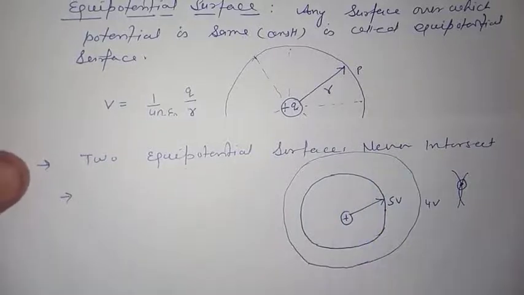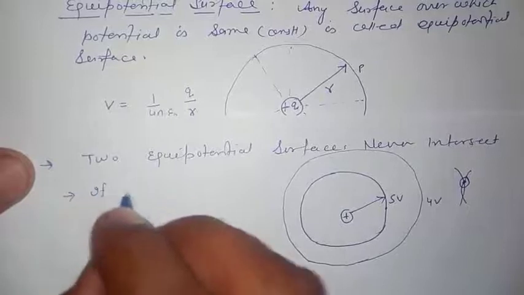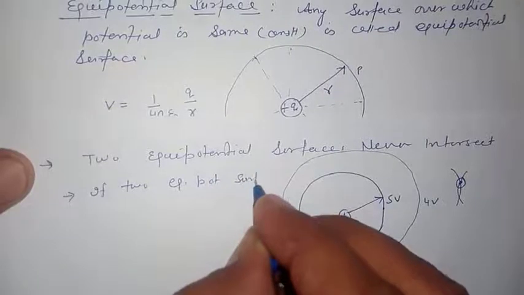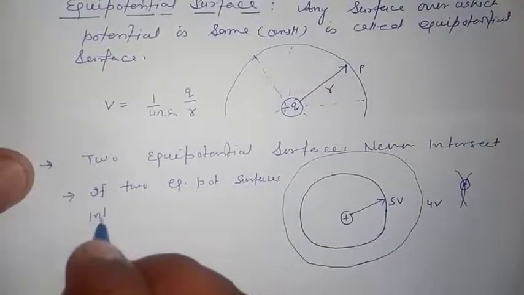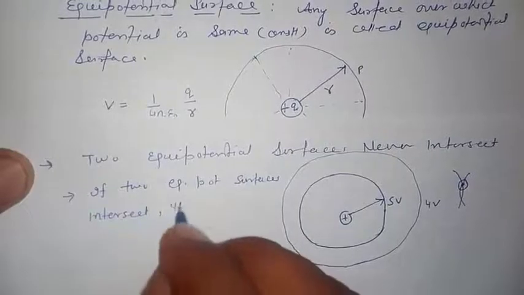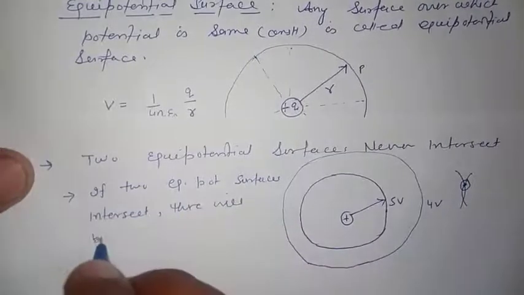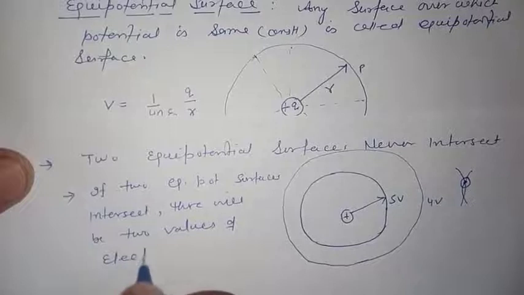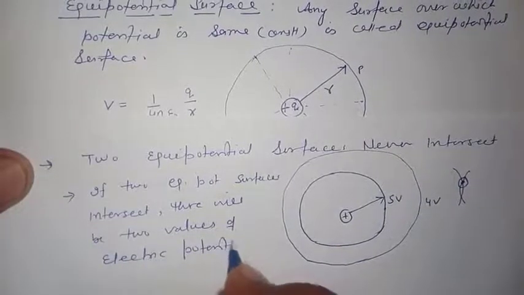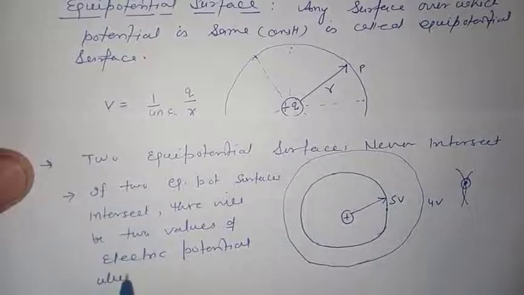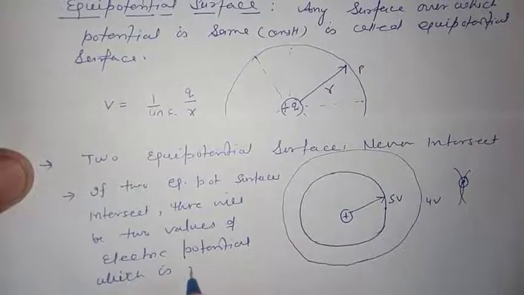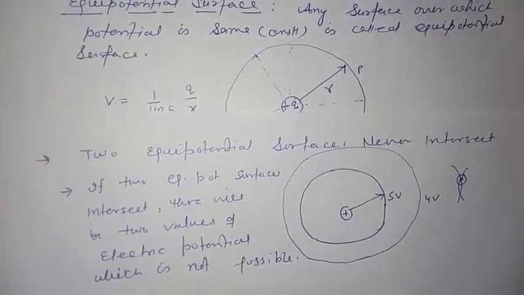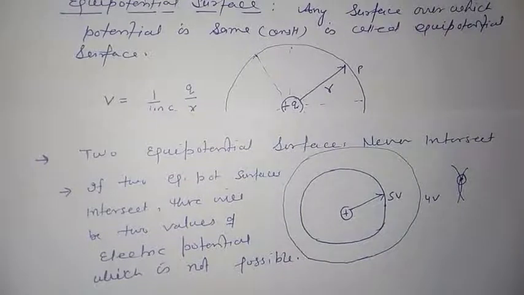So you should write the answer like this. If two equipotential surfaces intersect, there will be two values of electric potential, which is not possible, right? Hence, two equipotential surfaces never intersect.